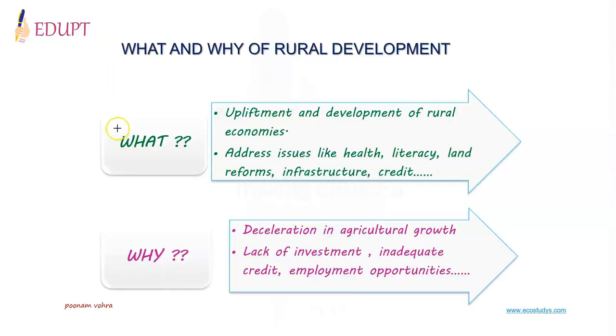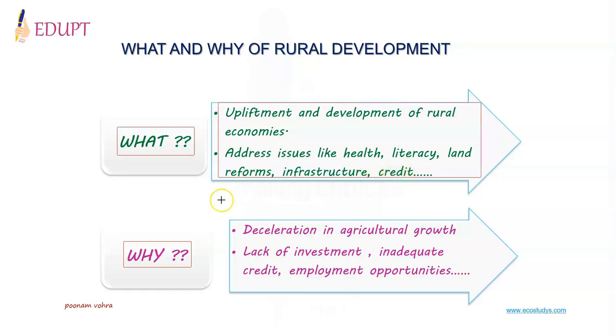Let's understand the what and why of rural development. What exactly do we mean by rural development? It's all about improving rural life, mainly in social and economic aspects. So it focuses upon upliftment and development of rural economies and addresses various issues like public health, literacy, female empowerment, land reforms, infrastructure development, and availability of credit to eradicate poverty.